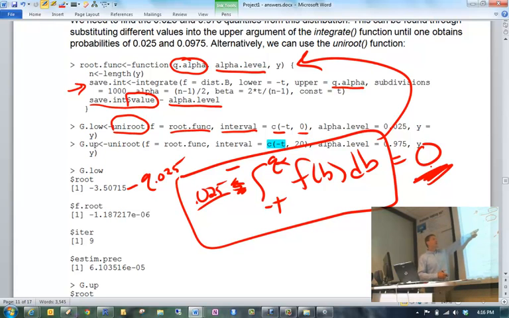I can do a similar thing for this upper quantile from the distribution. Note that there's a small error in the answer key. Instead of negative t there, I should have put 0. So I'm going to search from 0 to 20 for the root.